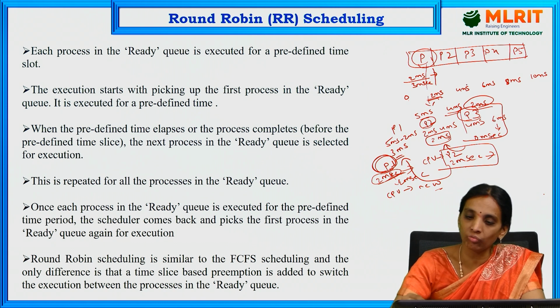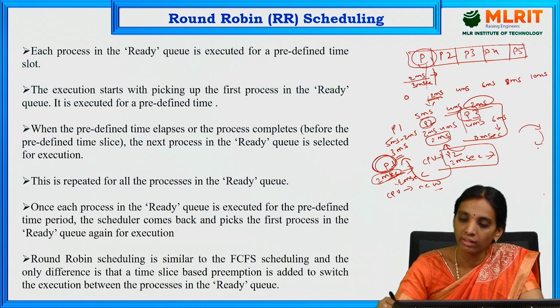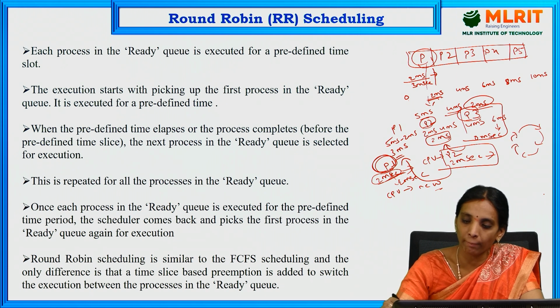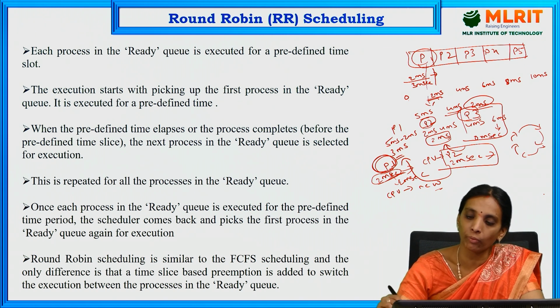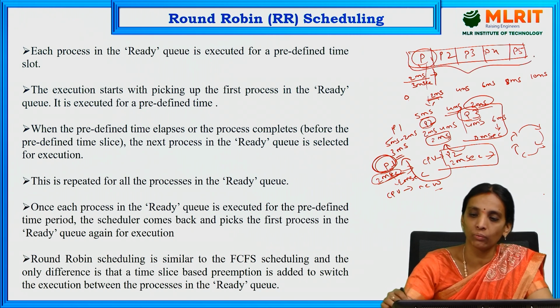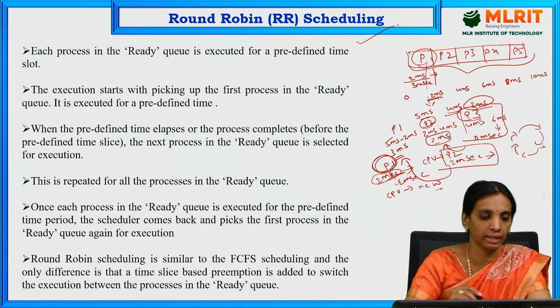So in this way all the processes will be executed one by one, and those that have not completed their execution will be preempted and another process enters, and after completion of that process it comes back to the main process. In this way all the processes will be executed in the OS. So this is the round robin scheduling algorithm.